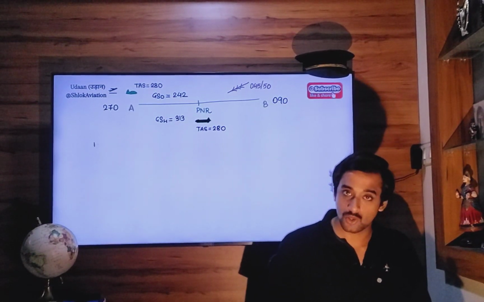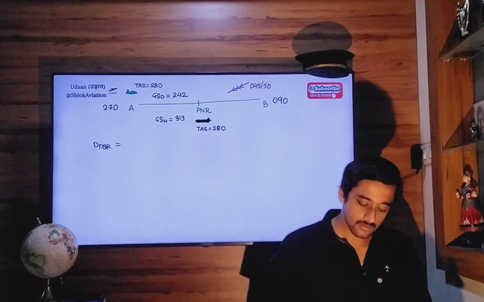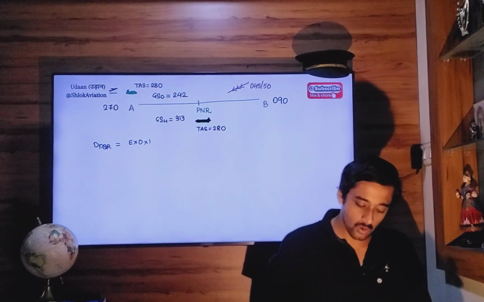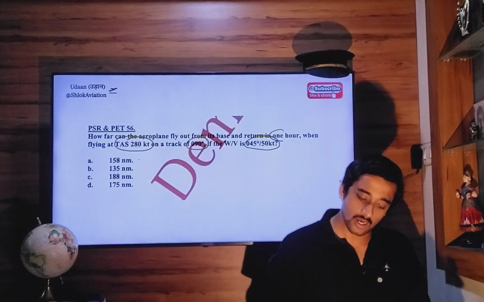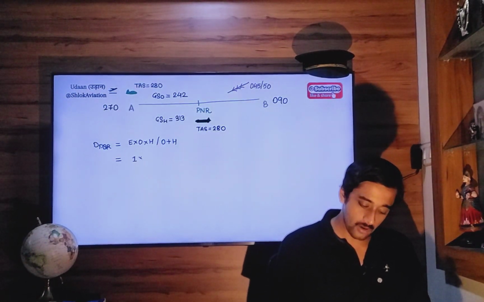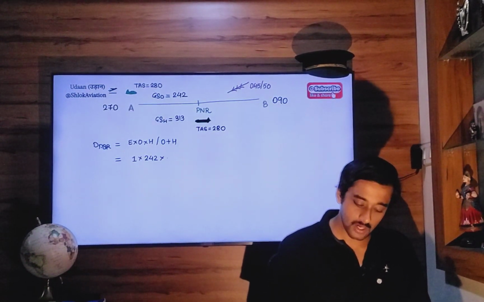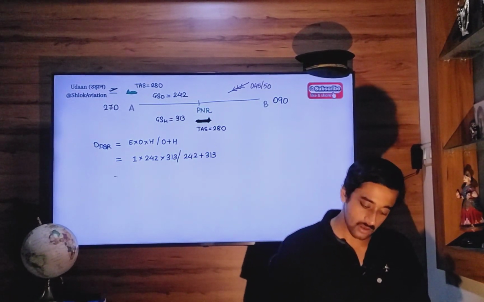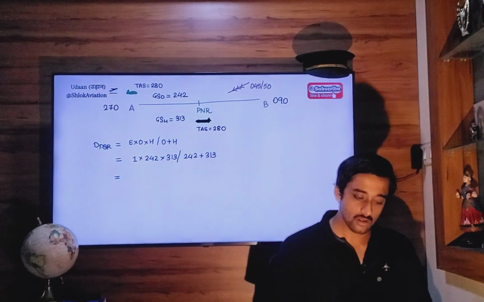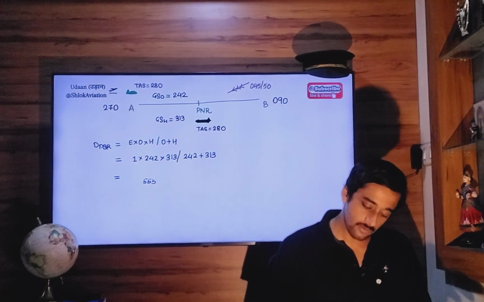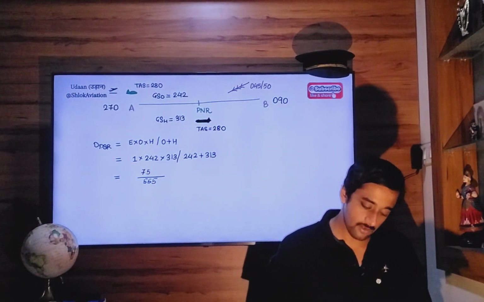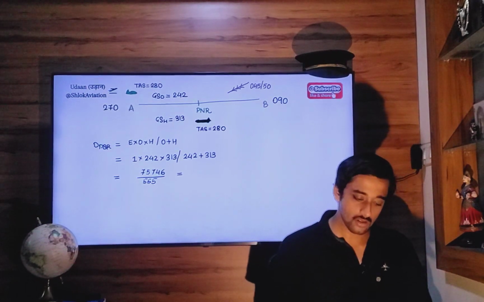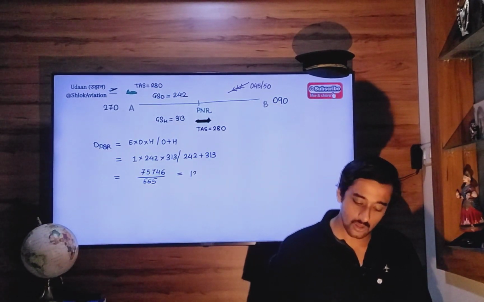Your distance to point of safe return will be endurance into outbound into homebound divided by outbound plus homebound. Endurance is 1 hour, outbound speed 242, homebound speed 313, 242 plus 313. So 555, 75,746. So 136 nautical miles.